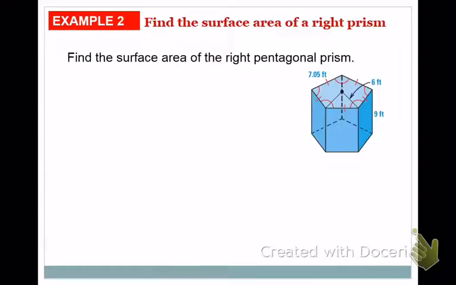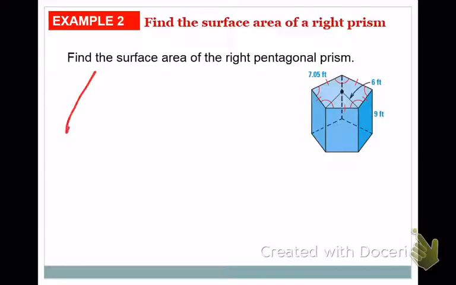all right, first of all, what do I need to find the area of the bases? I can't find it yet. What do I need to do? I need to calculate what? We need the apothem, right? Find the area of the pentagon. We don't have it, so let's find the apothem.